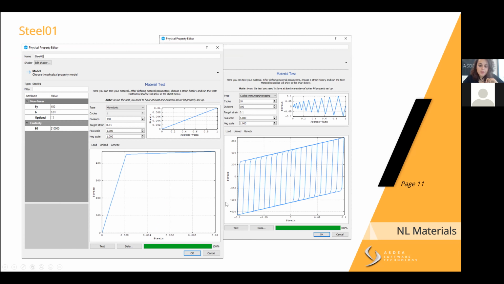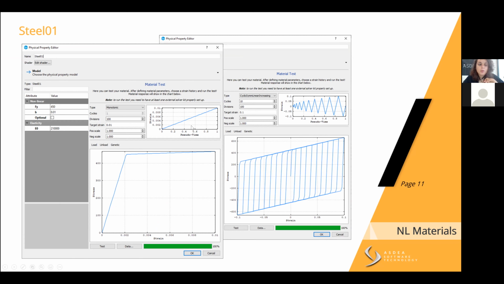And we have a cyclic behavior which does not degrade in this case. There's a degradation of the ultimate displacement because of the cycle, but there's no degradation of the slope.